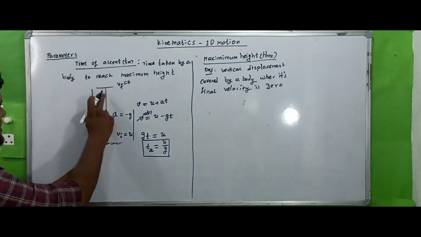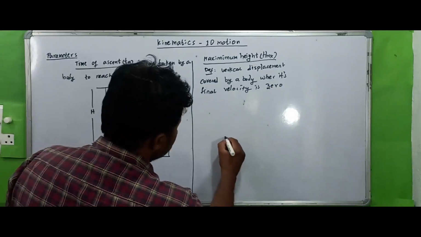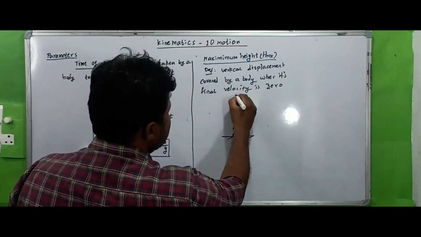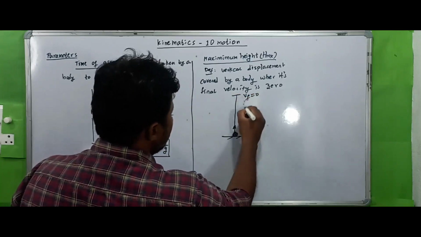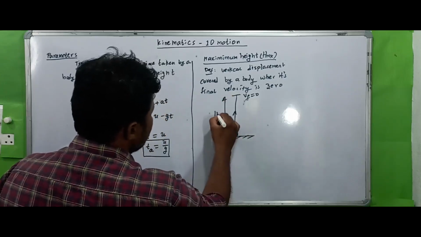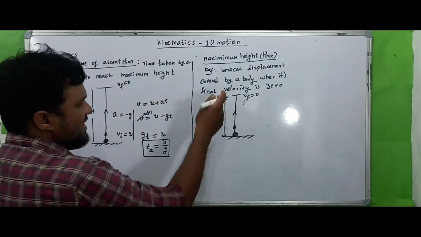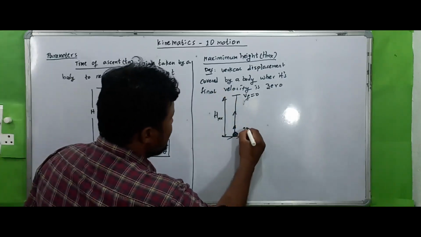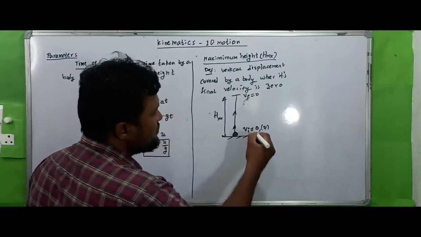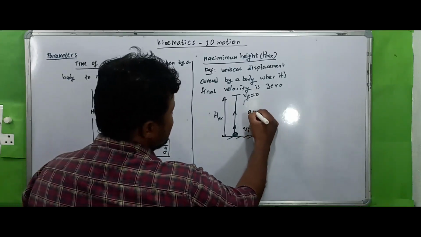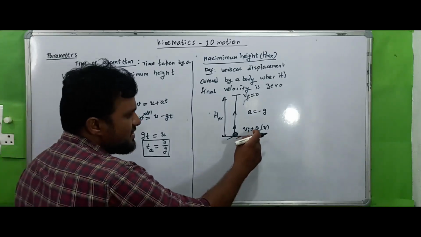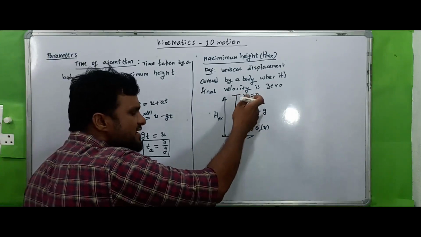You can imagine the same situation. Suppose a body is thrown vertically upward and reaches maximum height, so that the final velocity becomes 0. Suppose it has reached h maximum. So the initial velocity is not 0. It is taken as u, the initial velocity. Acceleration due to gravity is minus g, so a is minus g.